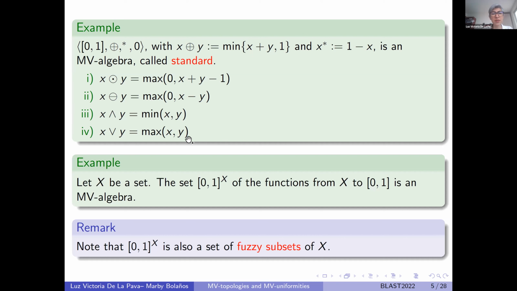Of course, the set [0, 1]^X of functions from X to [0, 1] is an MV algebra with the natural operations. And note that [0, 1]^X is also the set of fuzzy subsets of X. So this MV algebra is the one that I will consider in this talk.